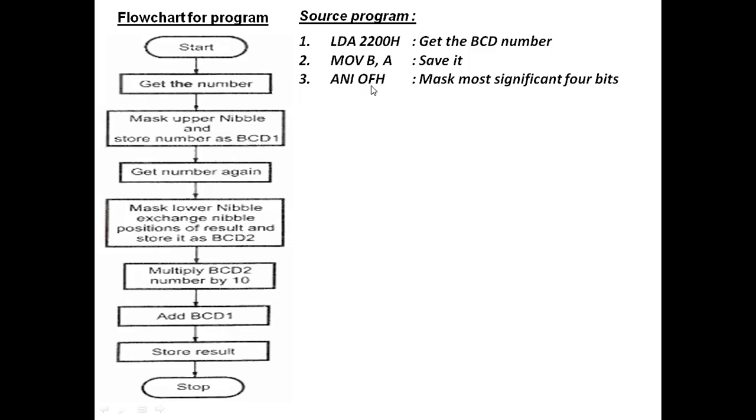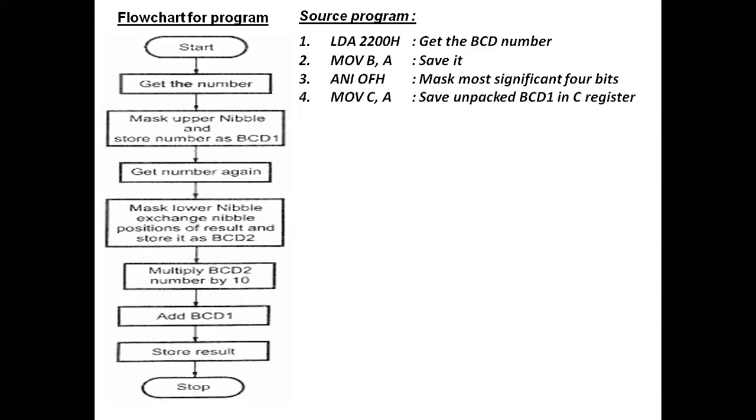And why F? Because in the lower nibble, we don't know what the value is, whether it is 0100 or 0010 or 0001. I don't know. So wherever we find a 1, it should remain 1. That is why ANI 0F is going to mask the most significant 4 bits. It will reduce them to 0, and whatever is the lower nibble value remains.